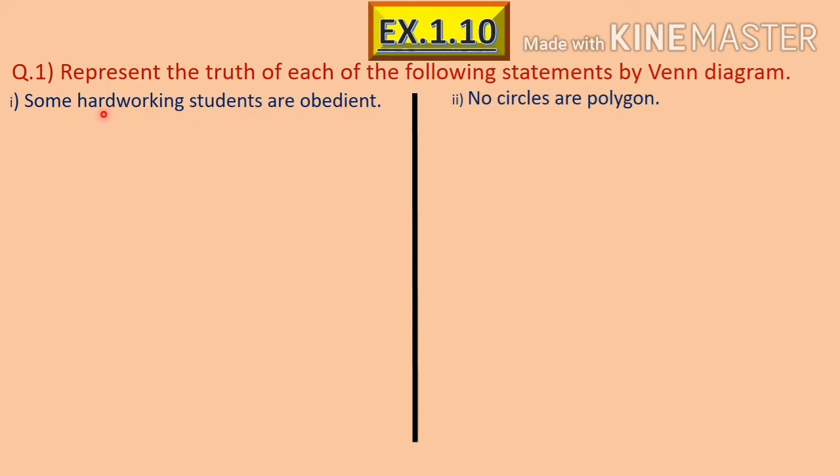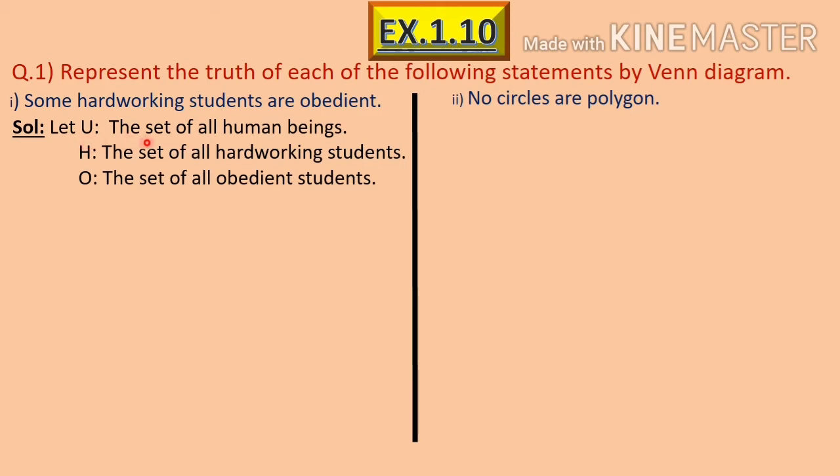Now over here we will be having two sets. One set of students who are hardworking and another set of obedient students. Fine. Now since the hardworking students and obedient students both are human beings, we will have the universal set U as the set of all human beings. H is the set of all hardworking students and O is the set of all obedient students. Now we have to represent this given statement by Venn diagram.